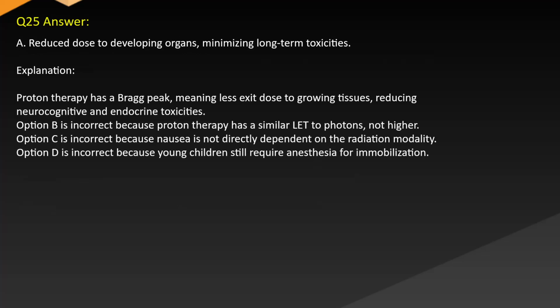Answer A. Reduced dose to developing organs, minimizing long-term toxicities. Explanation: proton therapy has a Bragg peak, meaning less exit dose to growing tissues, reducing neurocognitive and endocrine toxicities. Option B is incorrect because proton therapy has a similar LET to photons, not higher. Option C is incorrect because nausea is not directly dependent on the radiation modality. Option D is incorrect because young children still require anesthesia for immobilization.